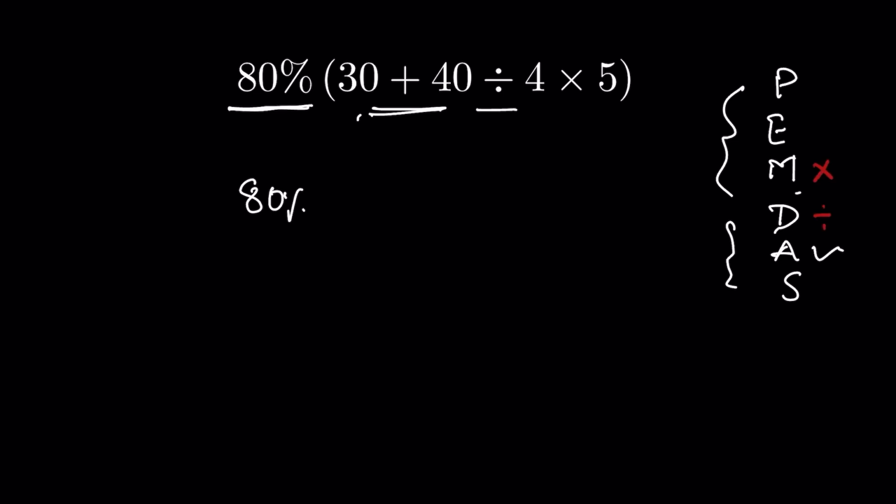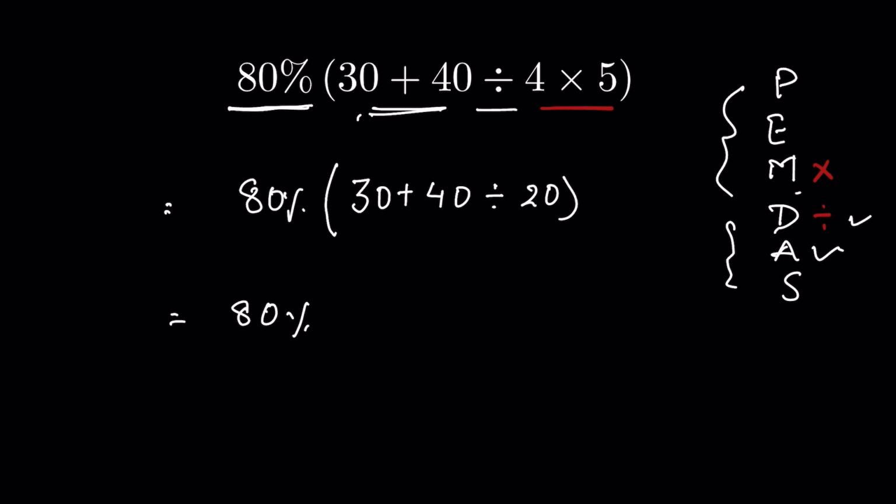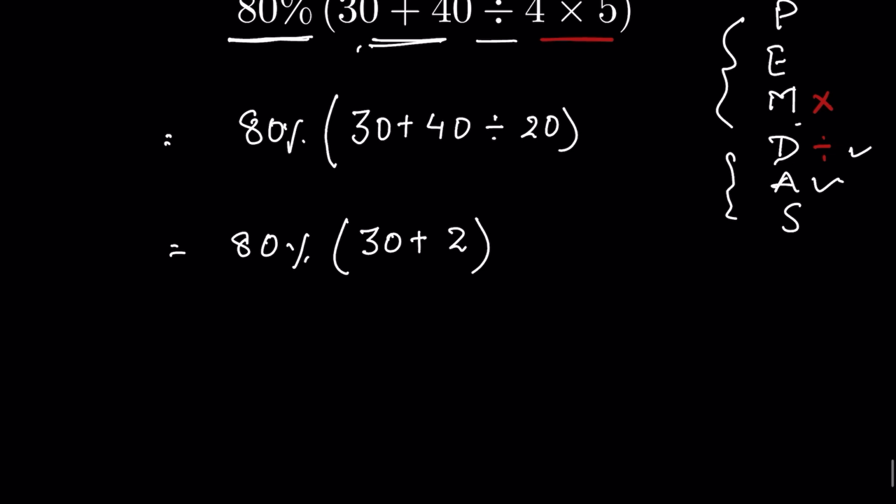So if you do this part first, then 4 times 5 is 20. Now after multiplication, division: 80%, then 30 plus 40 divided by 20 is 2. So 80%, then add 30 plus 2 is 32.